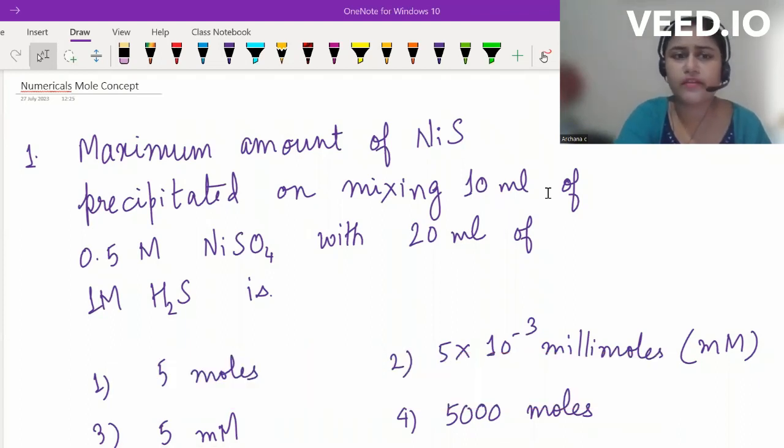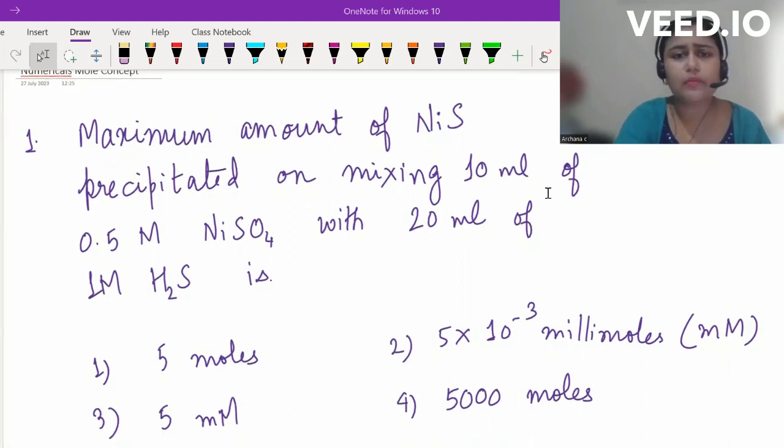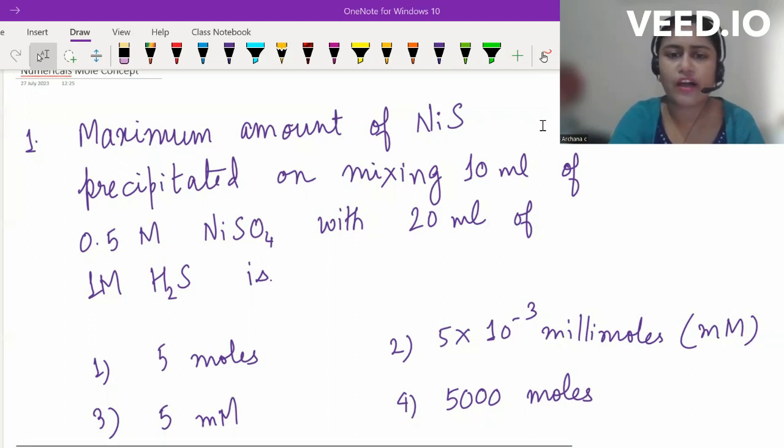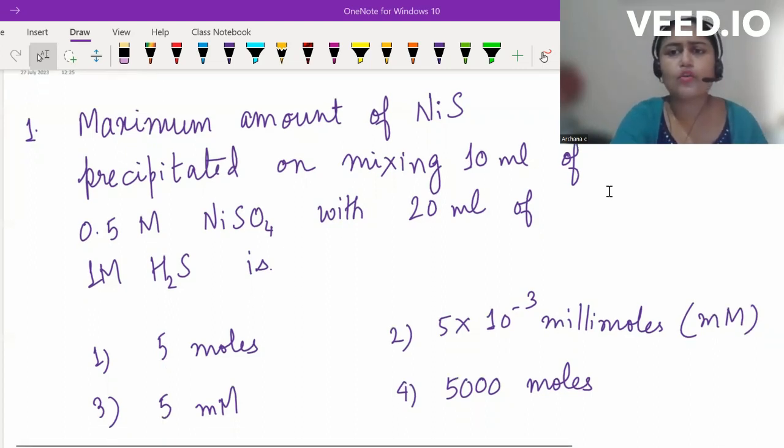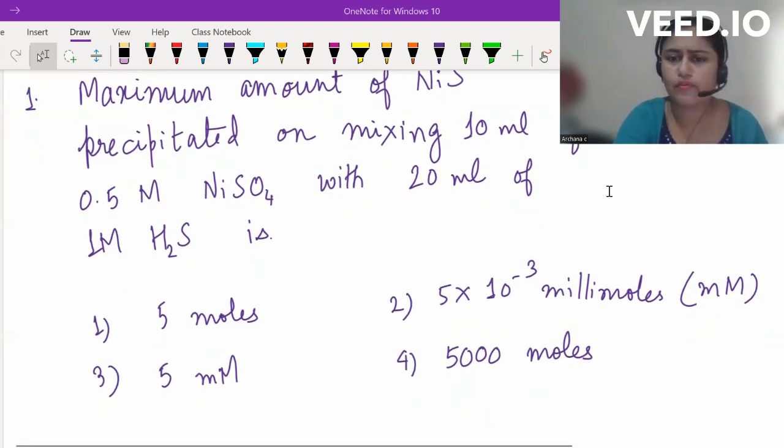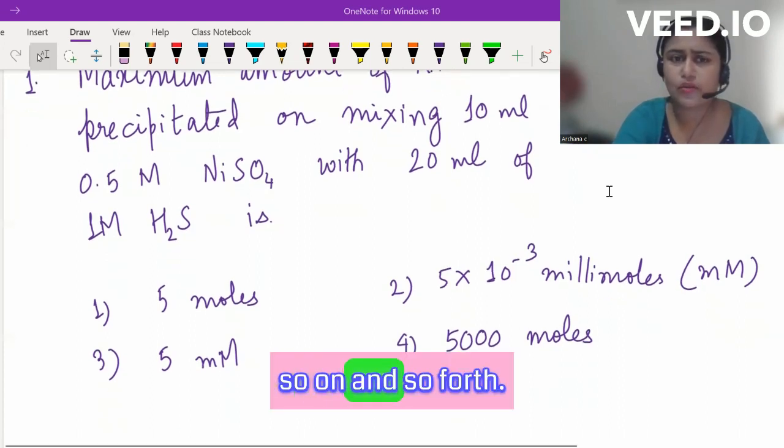So the problem is: maximum amount of nickel sulfide that can be precipitated on mixing 10 ml of 0.5 molar nickel sulfate with 20 ml of 1 molar hydrogen sulfide is. You have been given four options: 5 moles, 5 millimoles, 5 into 10 to the power minus 3 millimoles, 5000 millimoles, and so on.